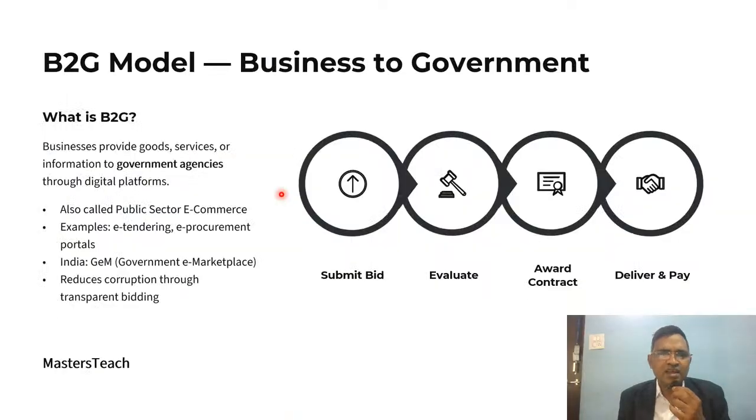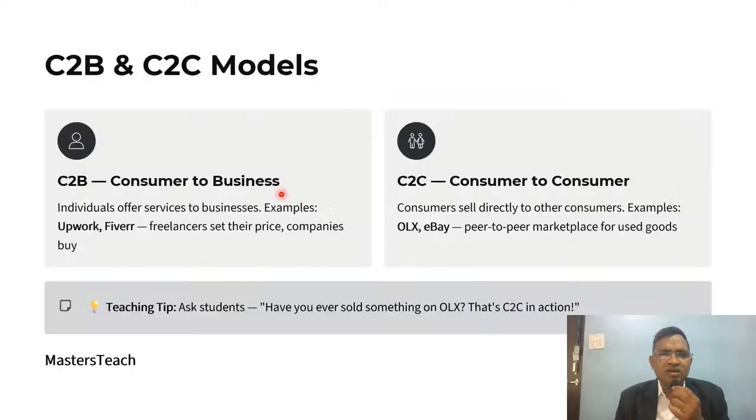Then business to government, where you have to sell to the government, through a bid system. Then consumer to business and consumer to consumer. For example, consumer to business using Upwork or Fiverr. I do these things through Fiverr, where I sell my templates. Consumer to consumer, OLX and eBay, so you can sell directly to the consumer.